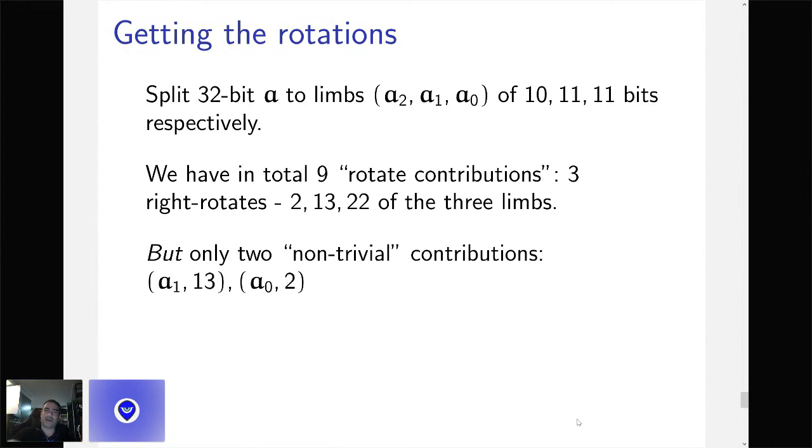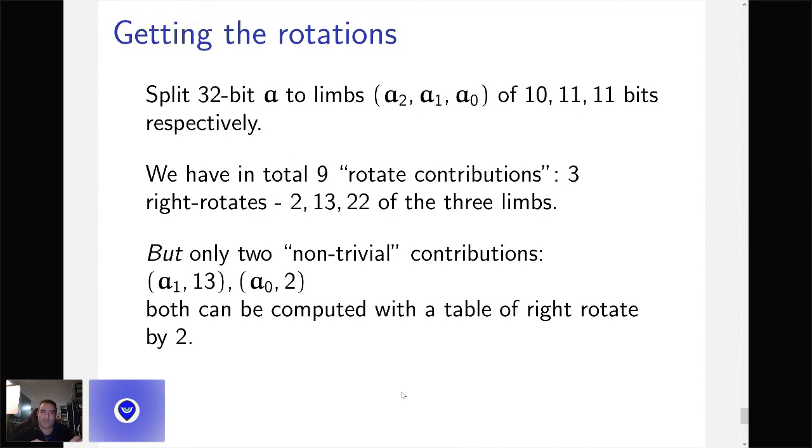But say I do the right rotation by 2 on A0. Then I get this non-trivial wrap. Now that I rotated right by 2, it starts at the last bit, at bit 30, or 31 if you're counting from 1, but then it wraps and goes up to 8 or 9, depending on whether you're counting from 0 or 1. So there are only these two non-trivial contributions, where the wrap doesn't fall continuously. These are these two cases.